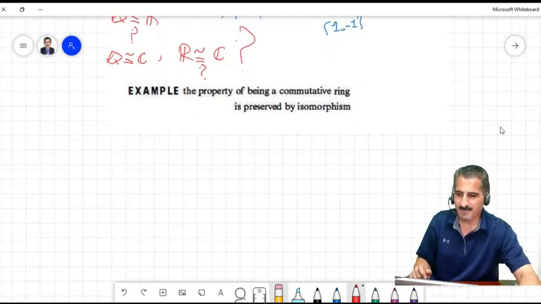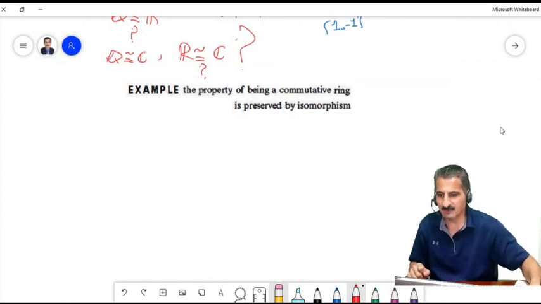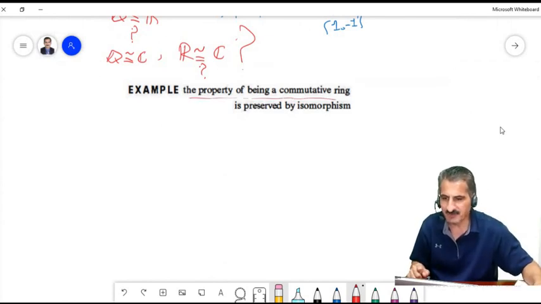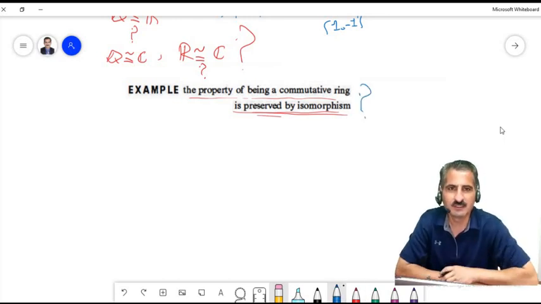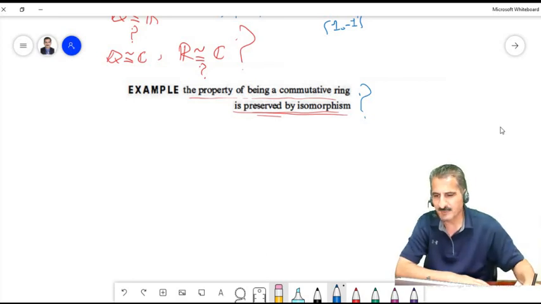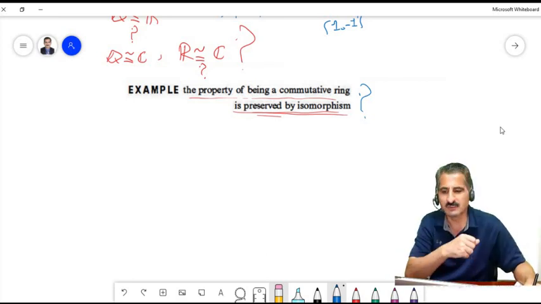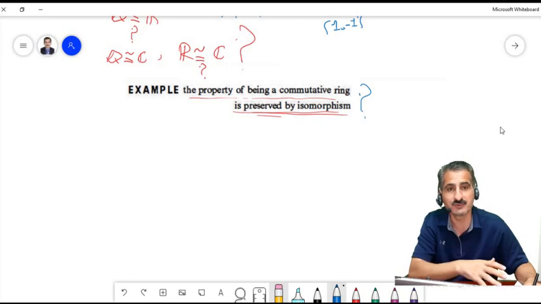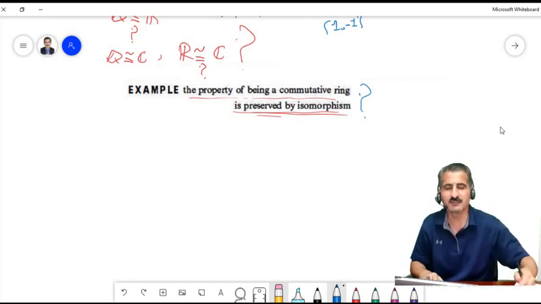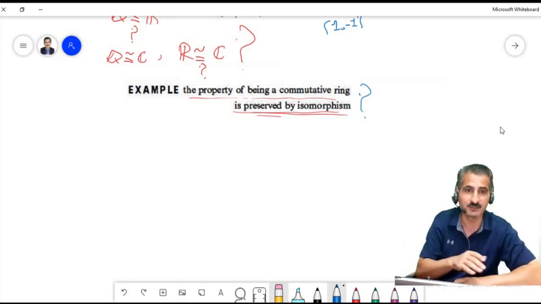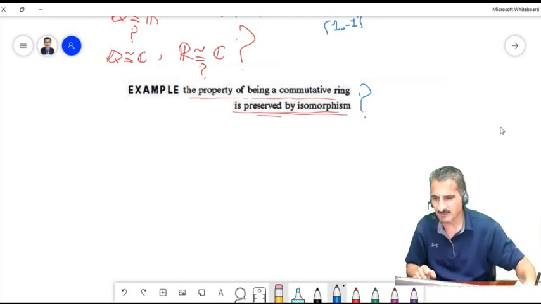Again, for example, the property of being commutative is preserved by an isomorphism. This might be a good question: show that an isomorphic image of a commutative ring is commutative. Or, there cannot be an isomorphism from a commutative ring to a non-commutative ring. Something like that. All of them have the same meaning.